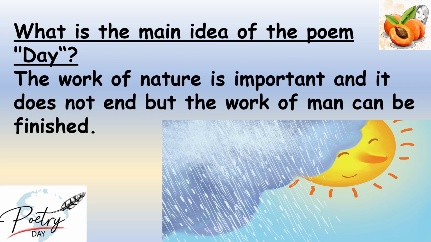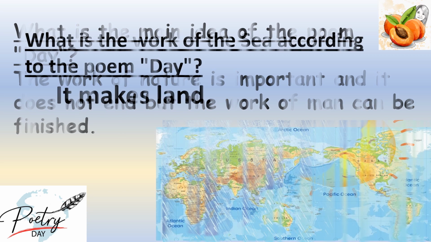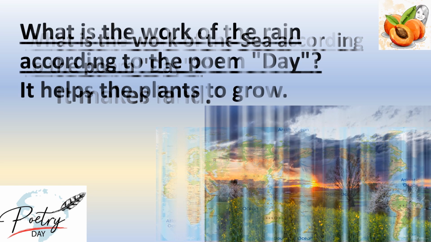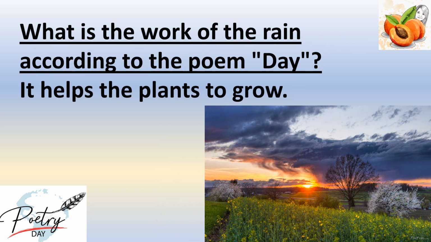What is the main idea of the poem Day? The work of nature is important and it does not end, but the work of man can be finished. What is the work of the sea according to the poem Day? It makes land. What is the work of the rain according to the poem Day? It helps the plants to grow.